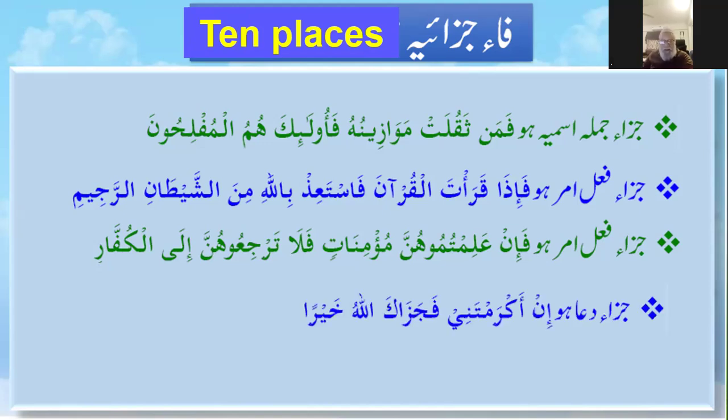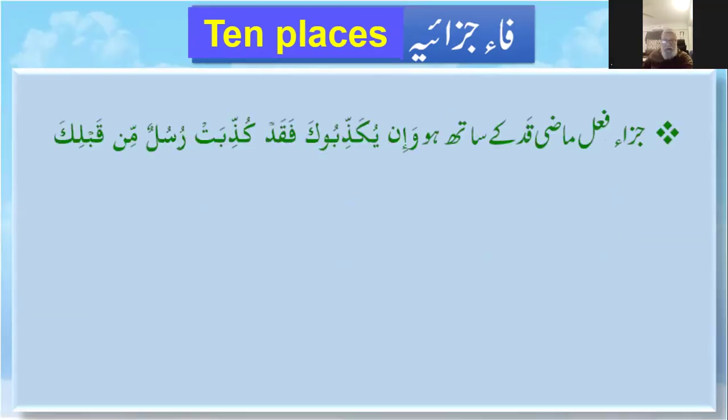Fourth is jaza when it is a prayer. When the prayer words are there, or the supplication words are there, just like in akramtani fajazakullah. If you respected me, Allah will give you the reward. So fa is mandatory. The fifth is when the Fe'le Mazi with kad comes. وَإِن يُكَذِّبُ فَقَدْ كَذَّبَتْ رُسُلٌ مِّن قَبْلِكَ. So fa is brought in such cases where the kad is coming with the madi.